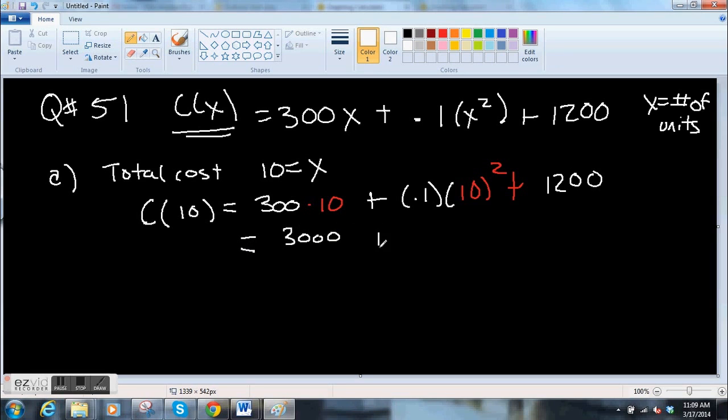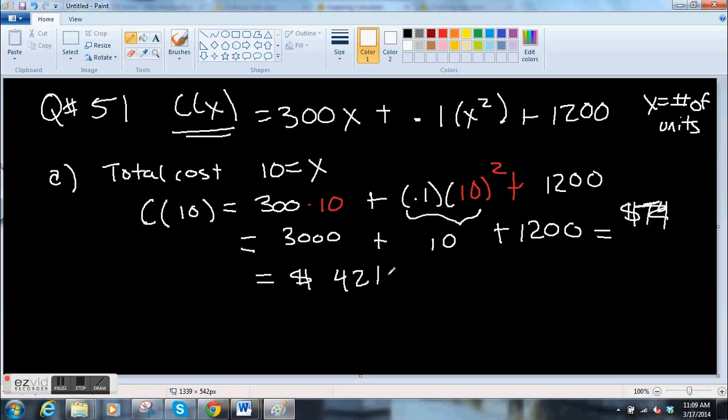This is 3,000 plus, this whole thing turns into 10, 100 times 0.1, plus 1200 equals 4210. I transposed it in my mind. So the total cost of producing 10 items is $4,210. That's the total cost for 10.